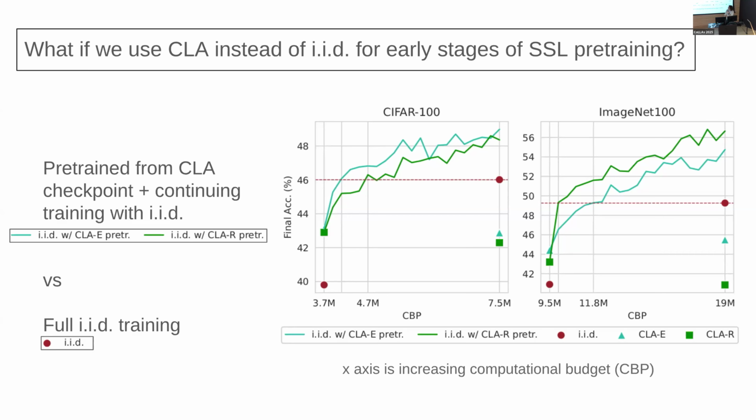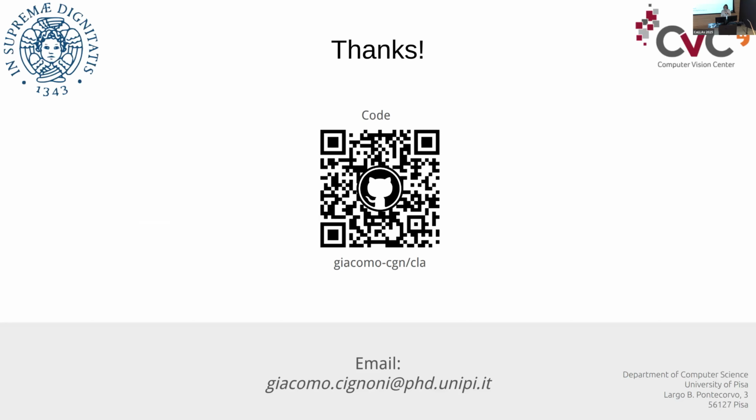Of course, if you take full CLA training, you can't reach full IID training for higher computational budgets. As you can see, the situation reverses when the computational budget gets higher. But that's, I think, quite natural because CLA is optimized for an online continuous scenario and not an unconstrained scenario.